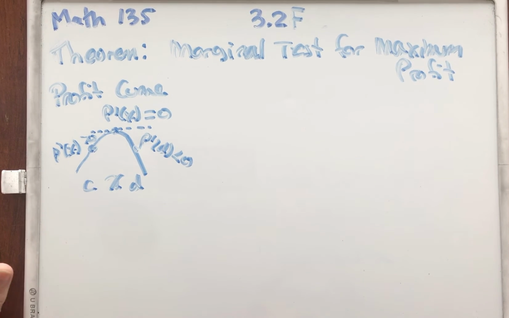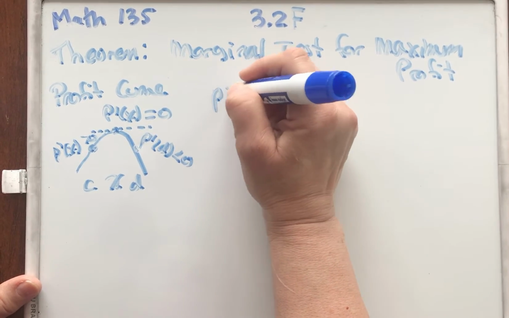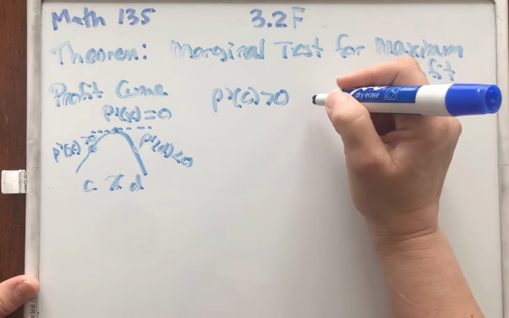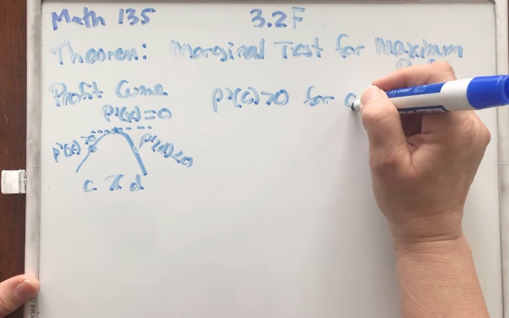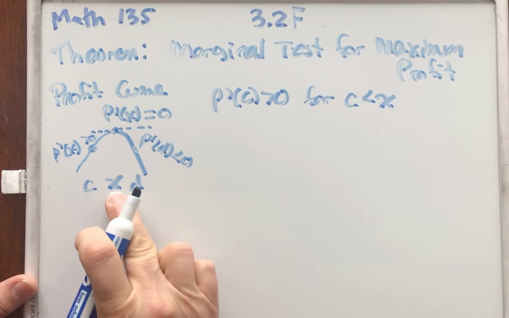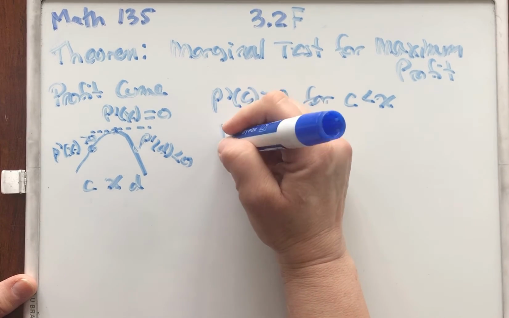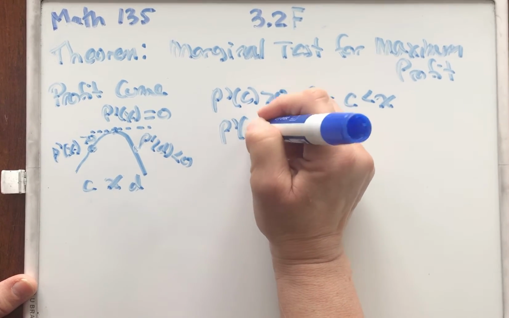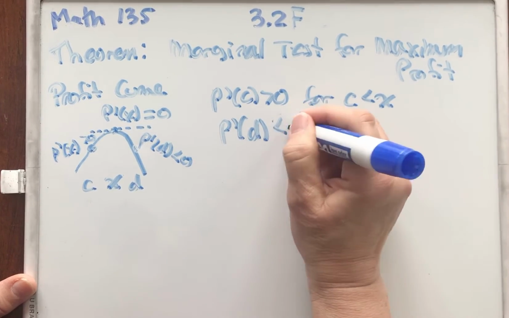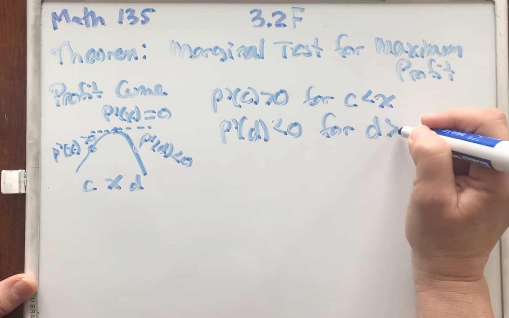We have two things that we need to note. And here's one. P prime of C must be greater than 0. And that's where we have a C less than X. And that's what we have in this picture. C is less than X and X is less than D. We also have to state that P prime of D is less than 0. And that's for D greater than X.